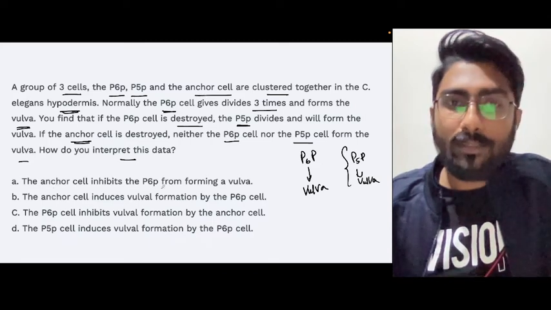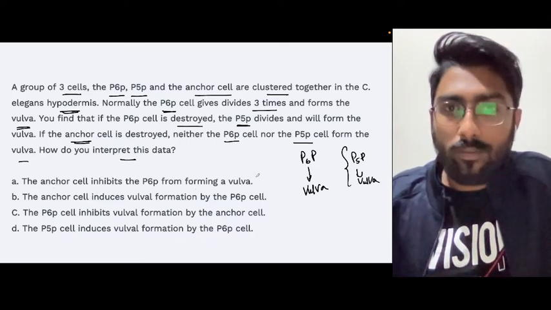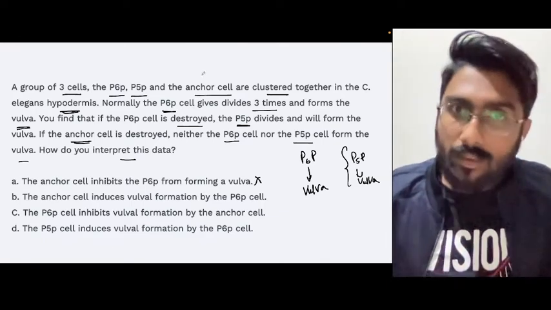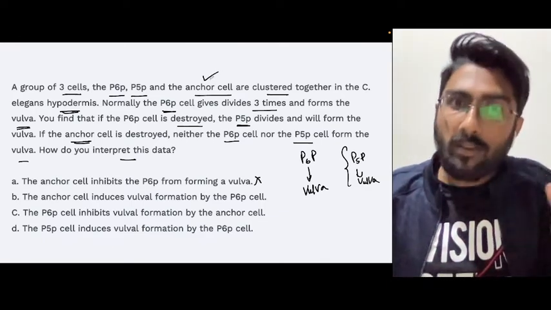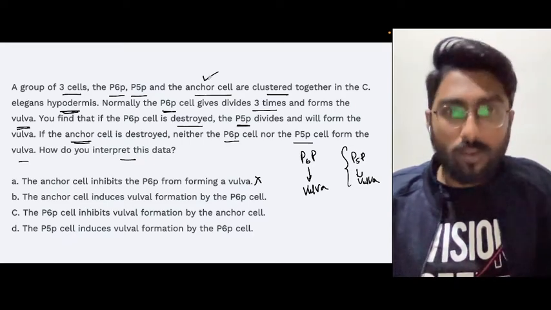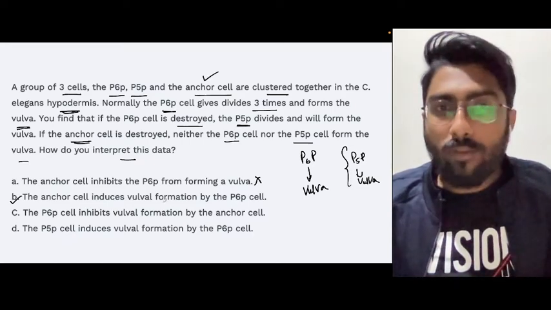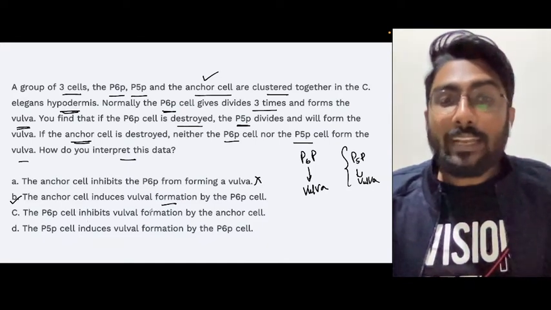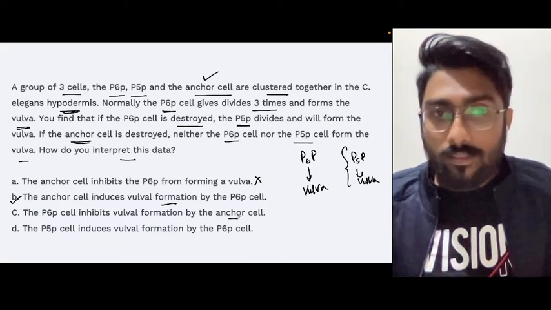The anchor cell inhibits the P6 from forming a vulva. No, this P6 is forming the vulva. The anchor cell is not inhibiting it. When the anchor cell is present, then the vulva is formed. If the anchor cell is absent, the vulva is not formed. So the anchor cell induces the vulva formation by P6P cells. The P6P cells inhibit vulva formation by the anchor cells.